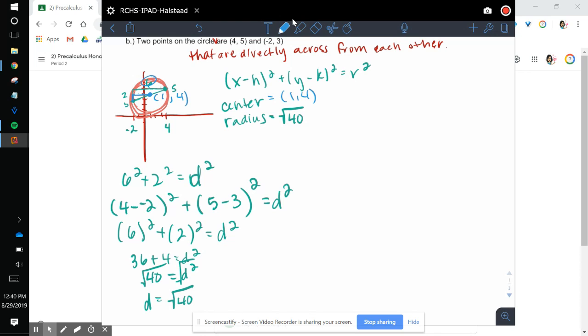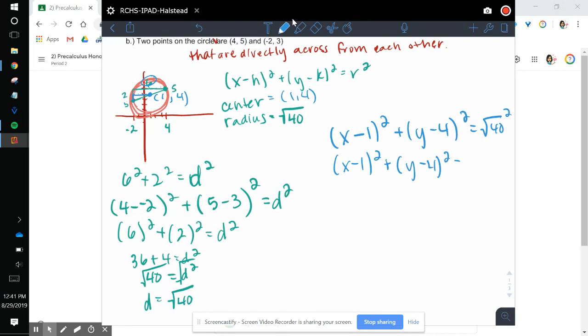Now I have enough information to be able to write the equation of my circle, which is (x minus 1) squared plus (y minus 4) squared is equal to the square root of 40, squared. So (x minus 1) squared plus (y minus 4) squared is equal to, what's the square root of 40 squared? Just 40. All right, so this is the equation of my circle.